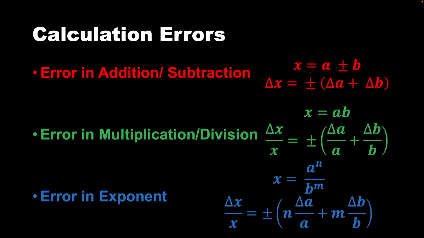Now the error in multiplication or division would be given by delta x by x equals plus or minus (delta A by A plus delta B by B). Now for error in exponents, we can assume x equals A to the power n divided by B to the power m. The error would be delta x by x equals plus or minus (n delta A by A plus m delta B by B).